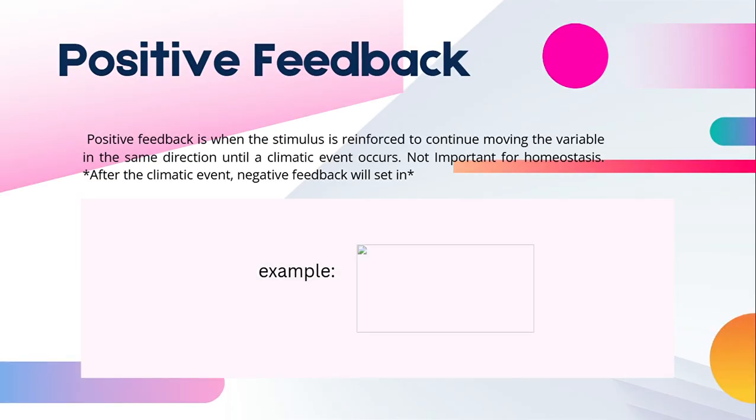Positive feedback. Positive feedback is when the stimulus is reinforced to continue moving the variable in the same direction until a climactic event occurs, not important for homeostasis. After the climactic event, negative feedback will set in. I guess the picture I had for the slide did not want to work, but a pretty good example would be childbirth as a positive feedback loop, if you wanted to look more into that.